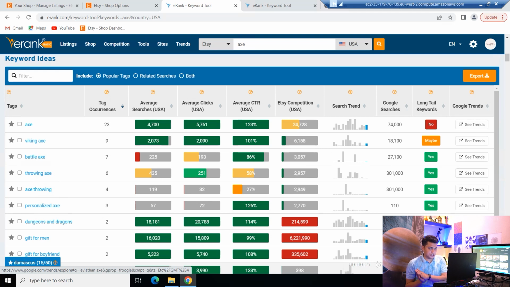So I have already searched the keyword X and I'm seeing the keywords X, Viking X, Battle X, Throwing X and X Throwing and etc. So if you search the keyword on ERANK, you will get some results. Now I have to find which keywords I have to note down and put in my listing. So what is the criteria?